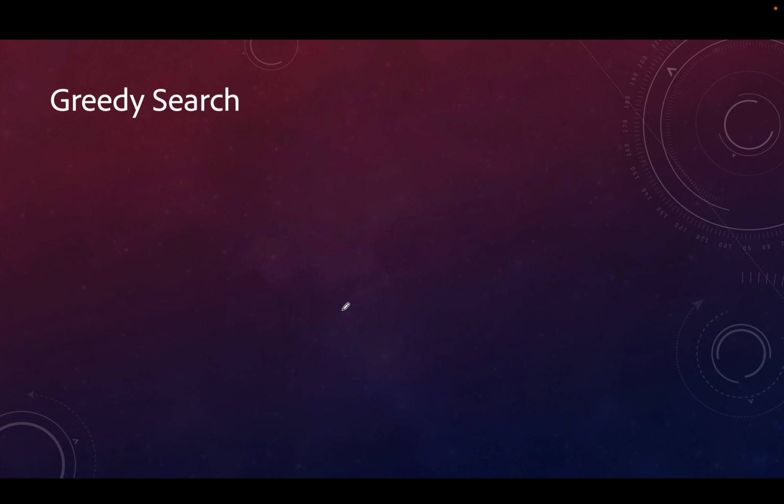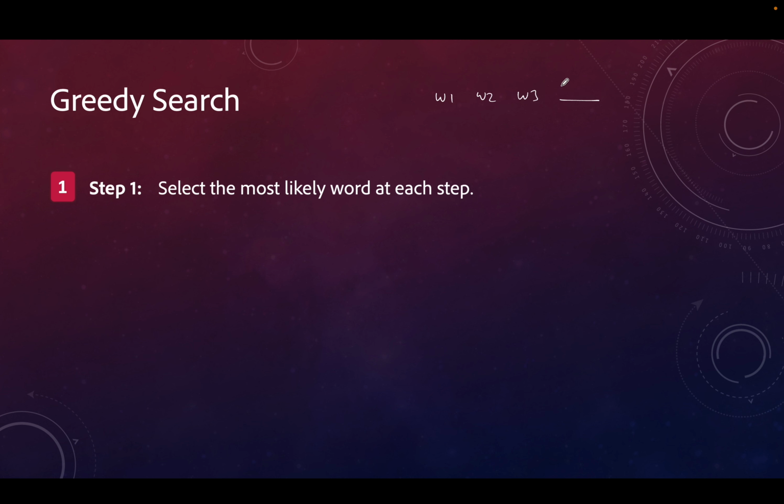The first approach is greedy search. In greedy search, first of all we look at the most likely word at each step. As we discussed, if we have W1, W2, W3 and the next probable word, what the model will do is that given these three words, it will try to find the probability of all the tokens in the vocabulary for whatever model we are training.